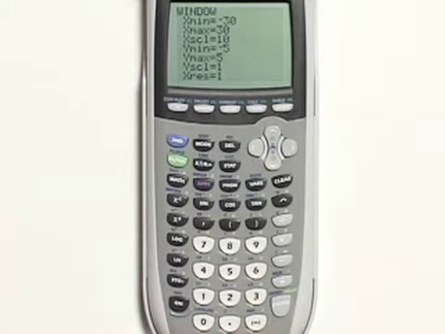For the minimum Y value, it's -20, enter. The maximum Y value is +20, enter. And the scale is 10, and enter.